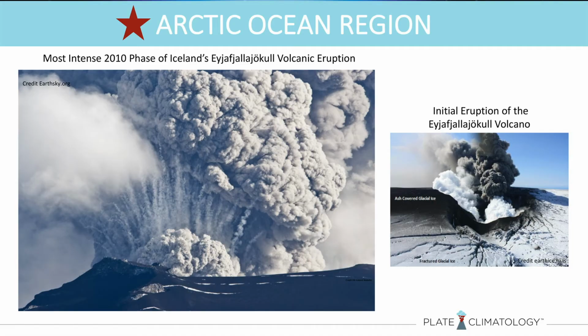Now we're going to talk about the Arctic Ocean region. Imaged on the left is the most intense phase of Iceland's Eyjafjallajökull volcano eruption. I can't really pronounce Icelandic. I tried, so I'm just going to call it the E volcano.